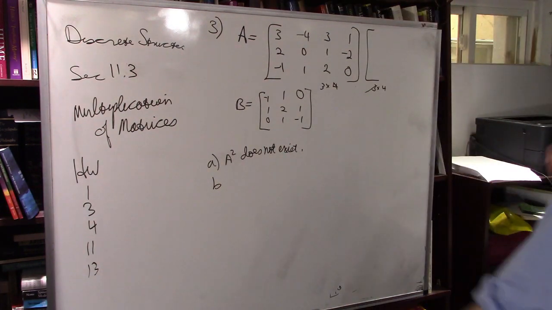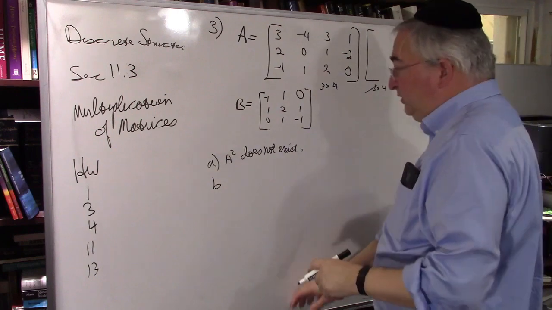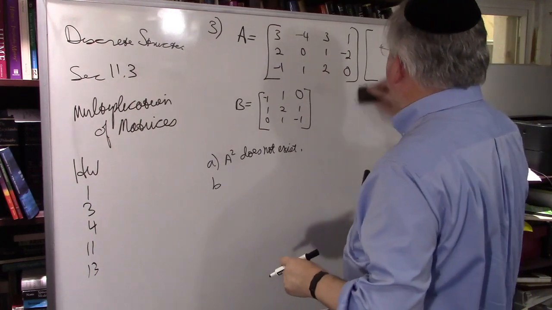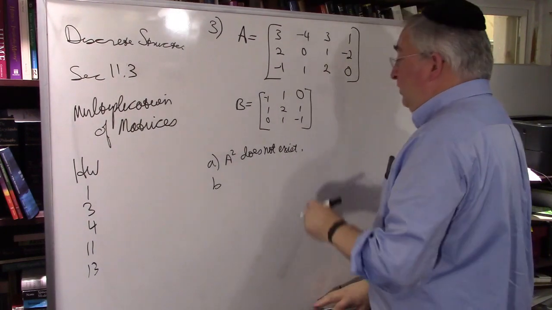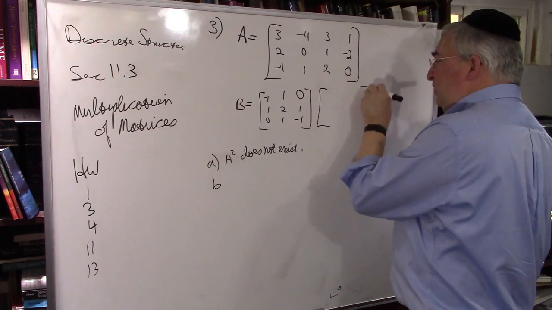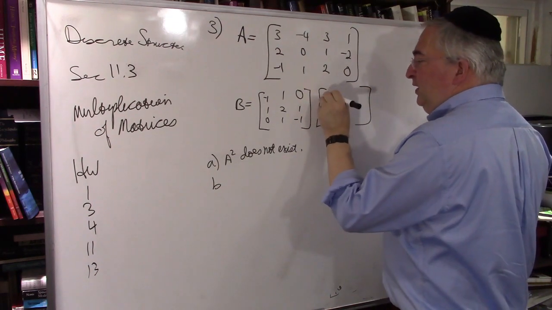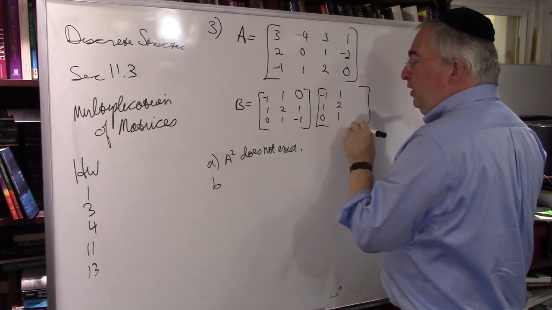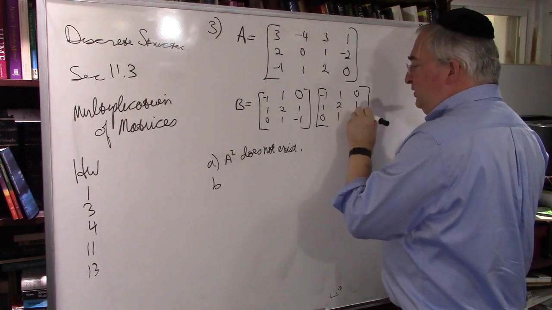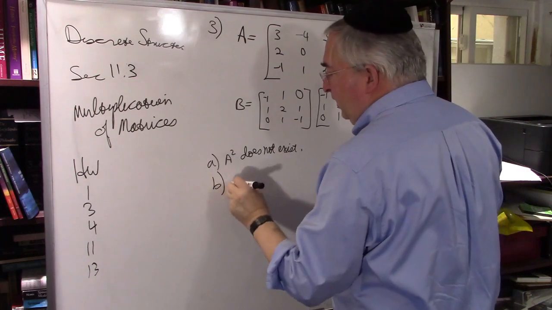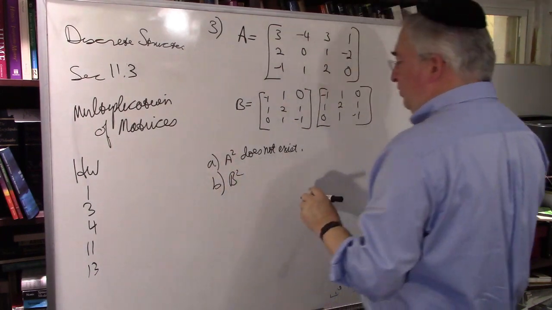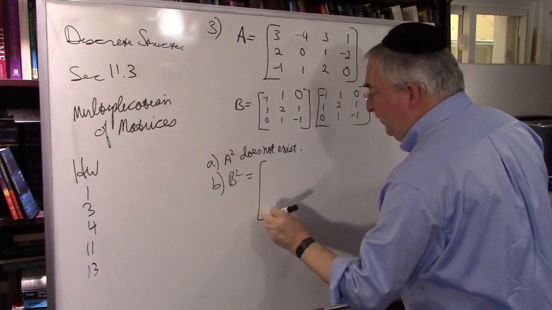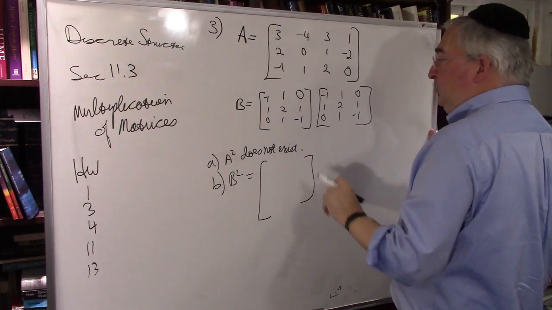B squared. Oh, B is a 3 by 3 matrix. 3 by 3s can easily be multiplied by 3 by 3s. Well, easily, but lots of work. So let's do it. Minus 1, 1, 0, 1, 2, 1, 0, 1, minus 1. Let's multiply it. This is B squared. So we're going to get out a 3 by 3 matrix.